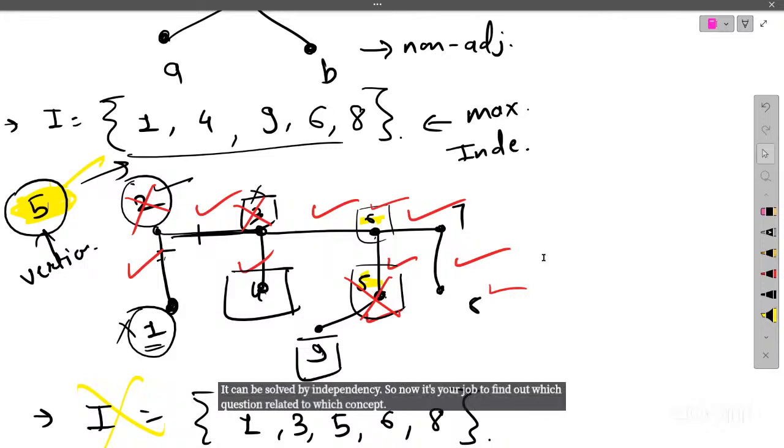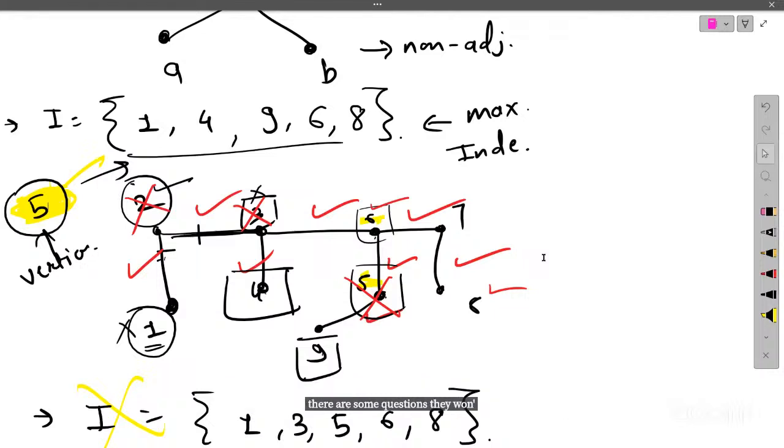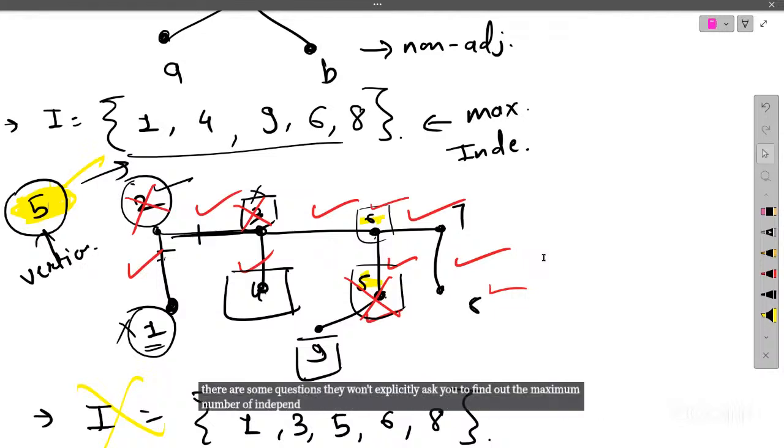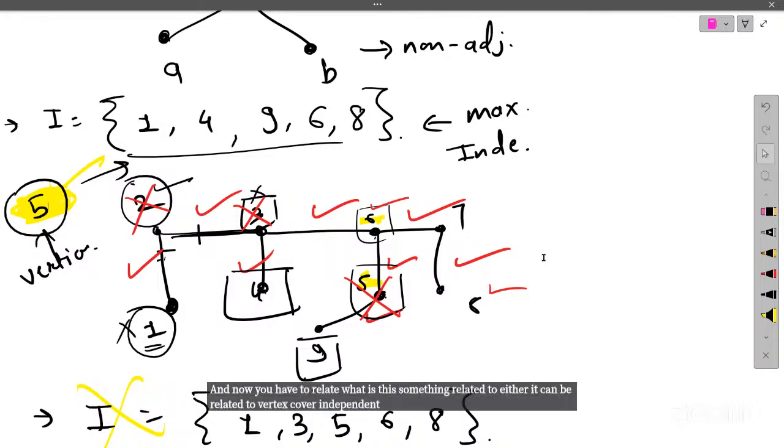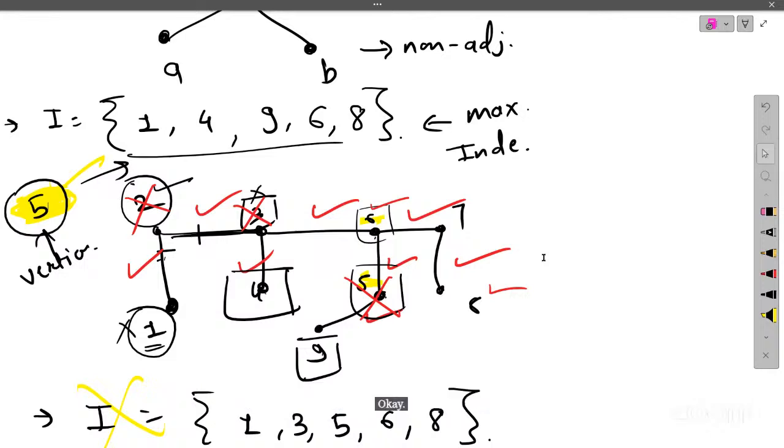There are some questions that won't explicitly ask you to find the maximum independent set. They will give you some scenario and ask you to find out something. And now you have to relate what this something is related to. Either it can be related to vertex cover, independent set, matching, or coloring. Okay, or none of the above. It's also possible that it's just an intuitive question type of thing.